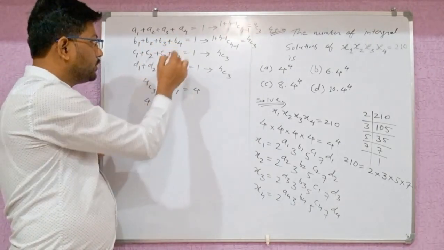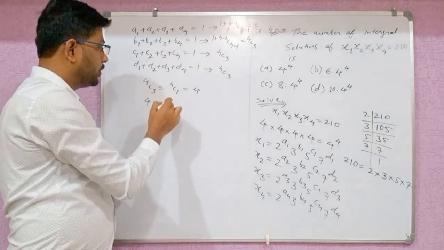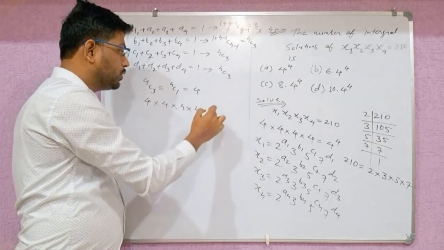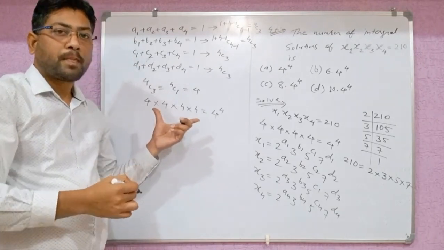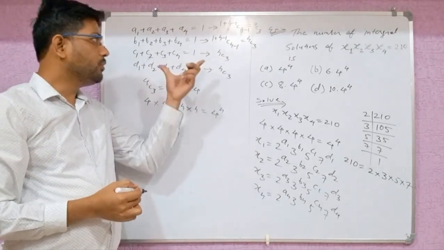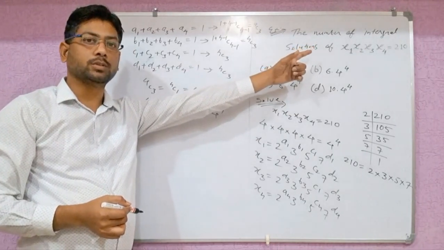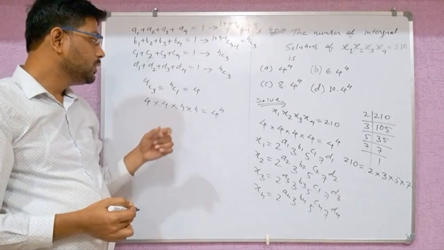Solution of this second equation means the second equation solution will be 4, third will be 4, and fourth will be 4. So this will be 4 to the power 4, the number of positive solutions of this equation. But we have to find the total integral solutions, so we have to consider negative solutions also.